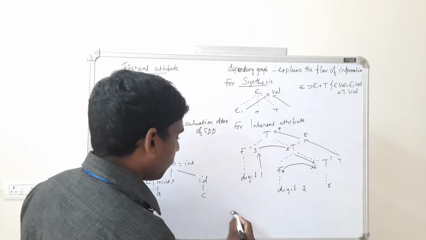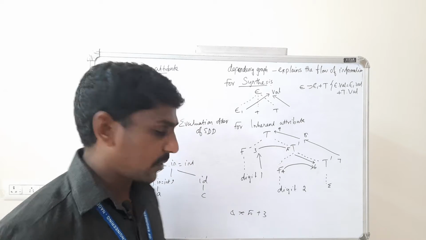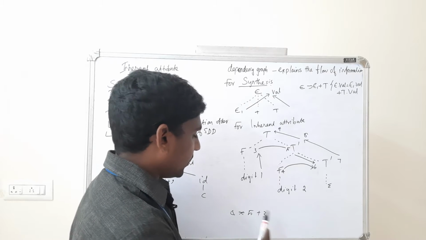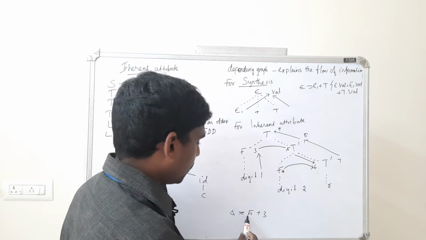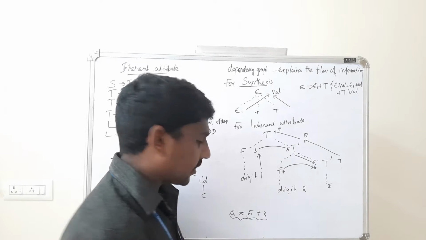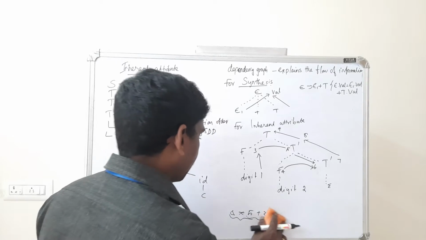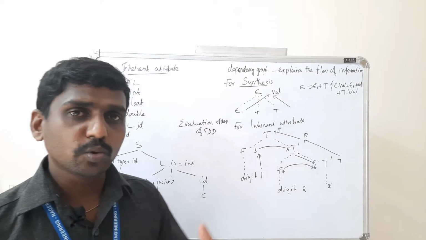For example, 4 star 5 plus 3. I explained this in the previous video class: some people may do 5 plus 3 first, and some people may do 4 star 5 first. So there may be confusion. SDD clearly says the evaluation order, that means how to perform this.